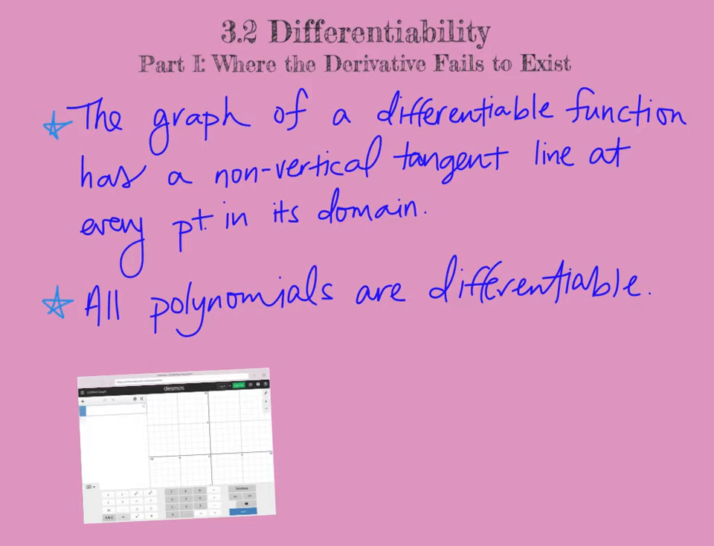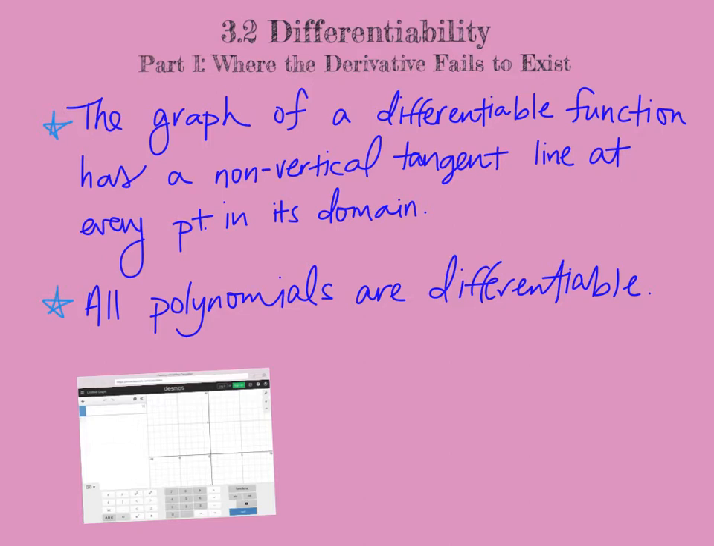But first, I want to talk about the fact that all polynomials are differentiable. A polynomial just means like x squared is a polynomial, 4 is a polynomial, 3x to the 5th minus 2x to the 8th is a polynomial. Basically, there's no x in the denominator ever. There's a few other caveats with polynomials, but that's the main one.